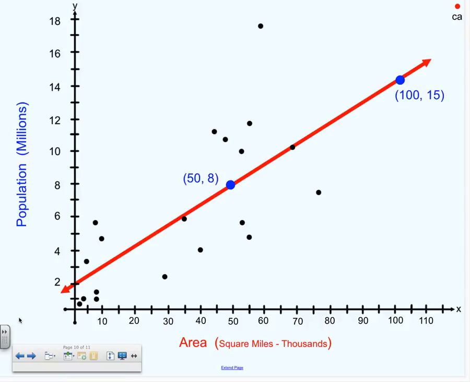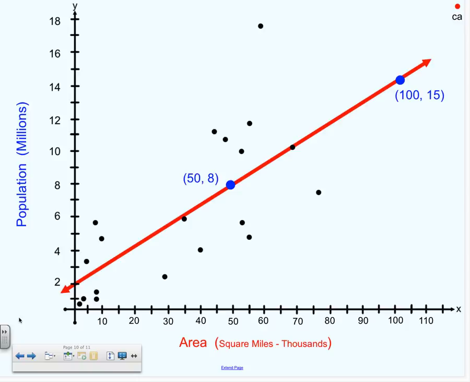By now, you should have had a chance to work on this problem. So I want to work through it with you and see if you came up with the right answer. Remember, we're trying to find the slope and y-intercept. So we've got 2 points here.